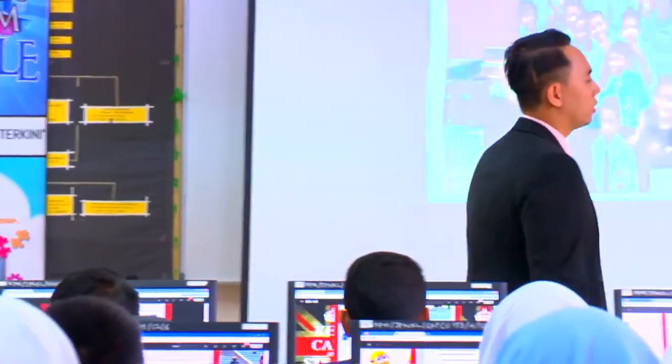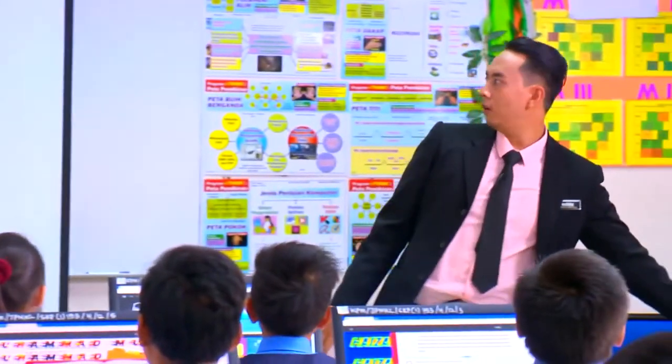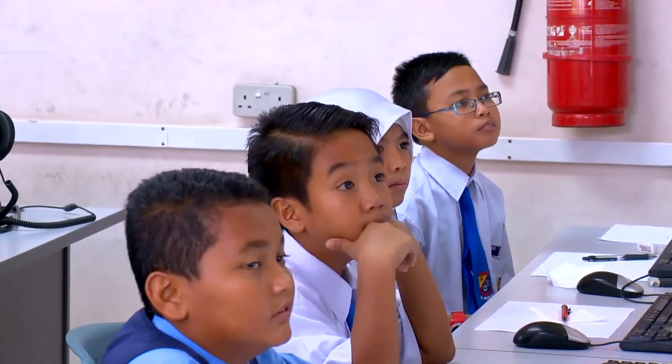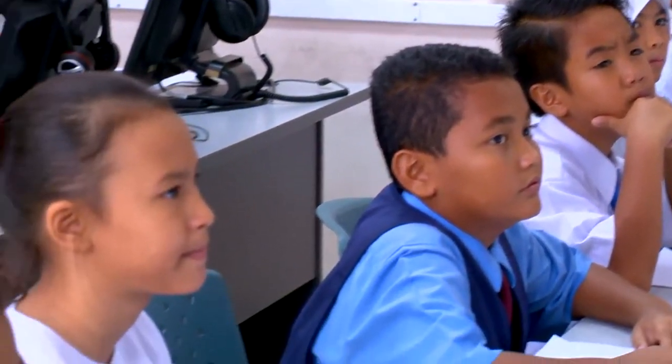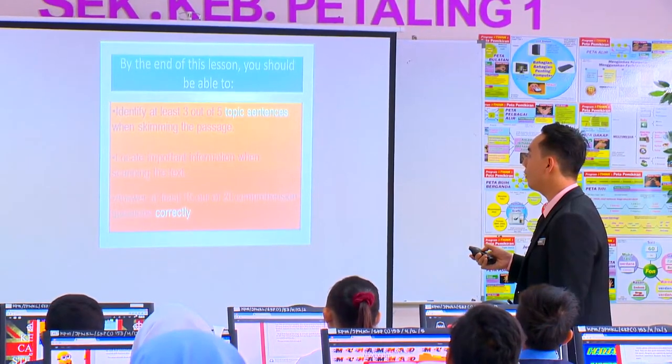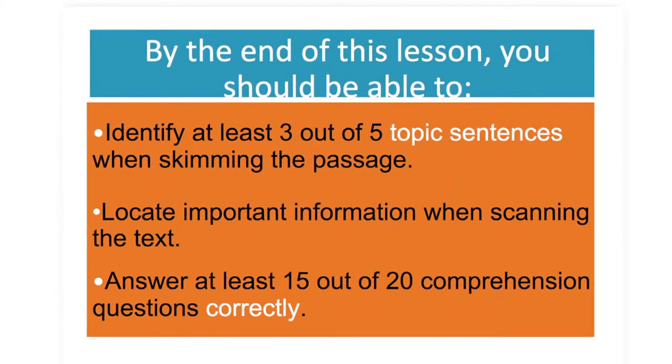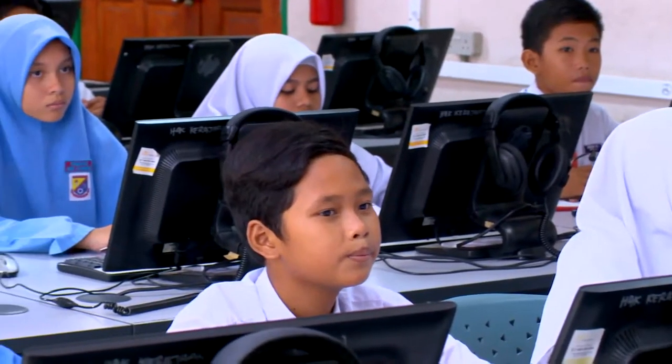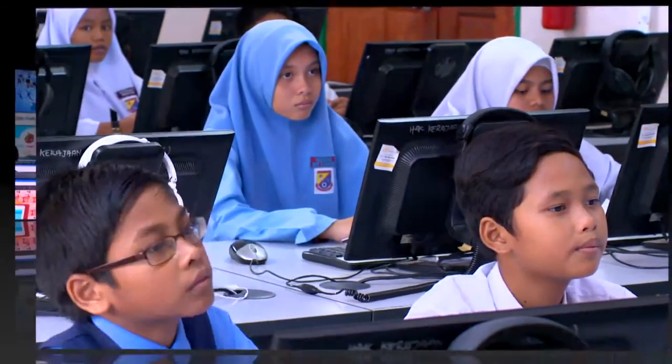Okay. Now, today our lesson will be on animal movements. By the end of the lesson today, you should be able to identify at least 3 out of 5 topic sentences when skimming the passage. Number 2, you should be able to locate important information when scanning the text. And number 3, you should be able to answer at least 15 out of 20 comprehension questions correctly.